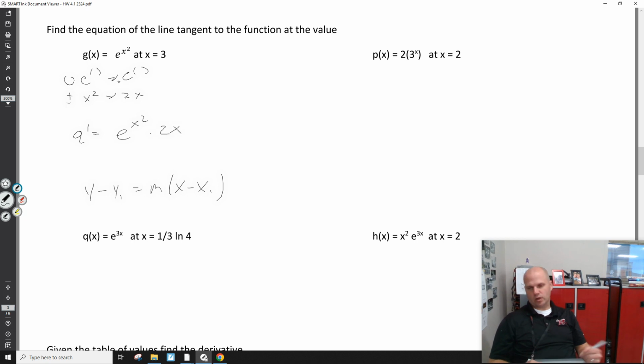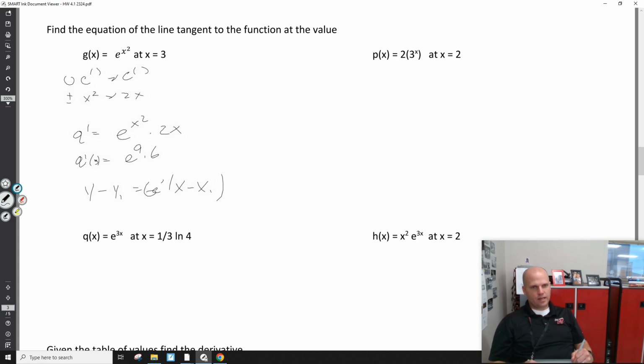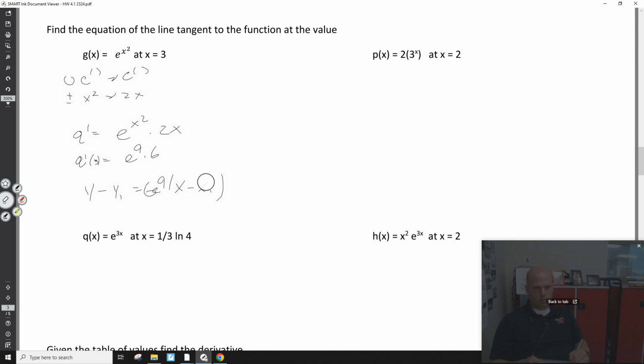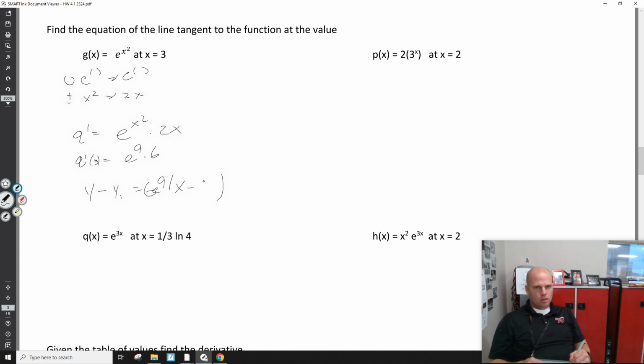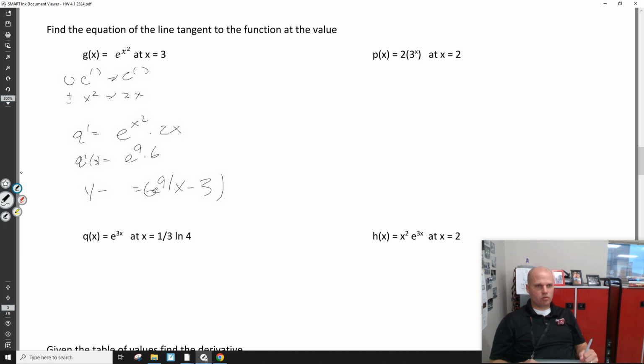You can write the 2x in front of the e to the x squared. Plugging in 3, e to the 9 times 6. So that's my m. Plug in x's, get m's. Plug in x's, get y's. Plug in 3 into the original equation. Get the y of the original equation. Plug in 3 into q prime. Get the m. This is e to the 9th.